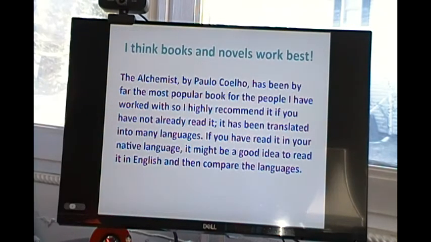I think books and novels work best. The Alchemist by Paulo Coelho has been by far the most popular book for the people I have worked with. So I highly recommend it if you have not already read it. It has been translated into many languages. If you have read it in your native language, it might be a good idea to read it in English and then compare the languages.